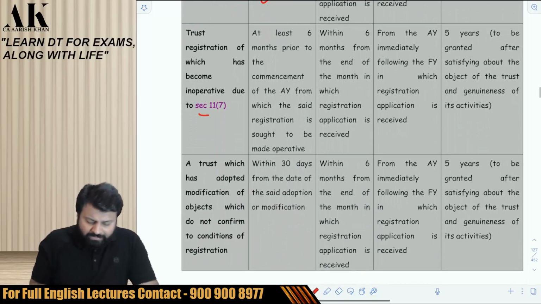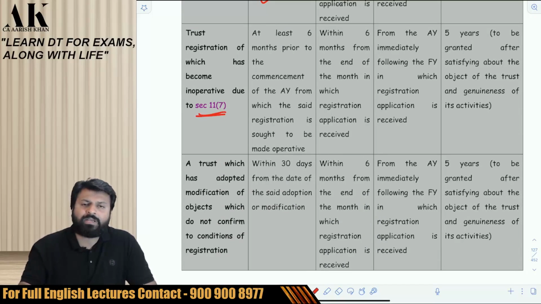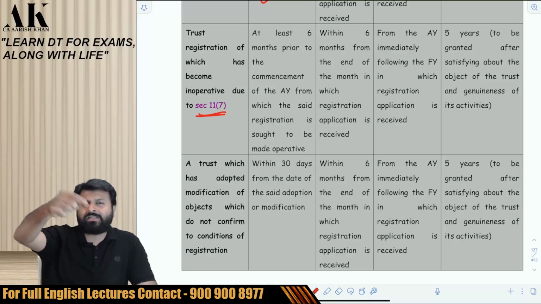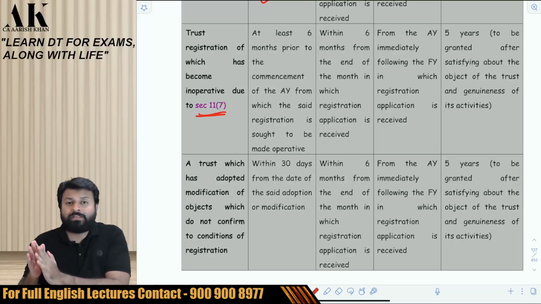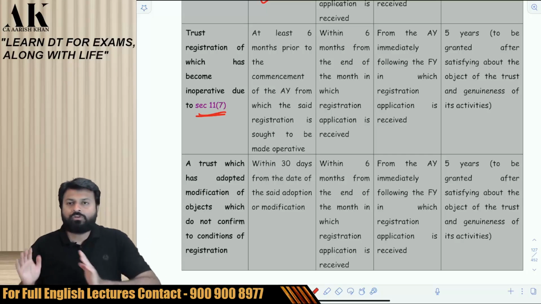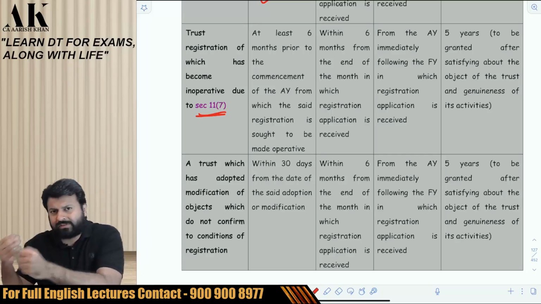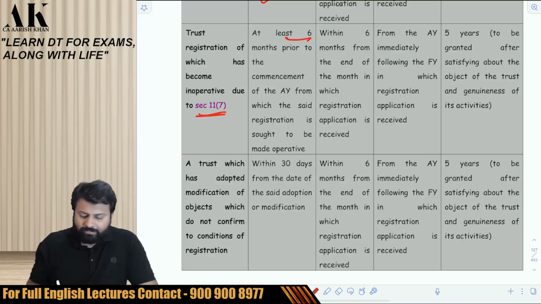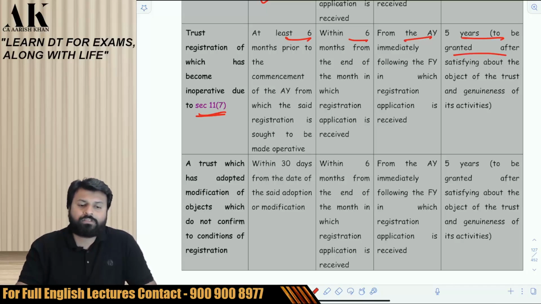A trust which has become inoperative under 11.7. Why has it become inoperative? Because earlier the trust started to take, as I have just told you, you can either take 1023C, 1046 or 12AA, 12AB. You cannot take both. So suppose a trust wishes to surrender 1023C and 1046, and now that trust wants to take 12AB. So they also have to make an application within 6 months. Within 6 months, they will pass an order and you will be getting what? A registration for 5 years.